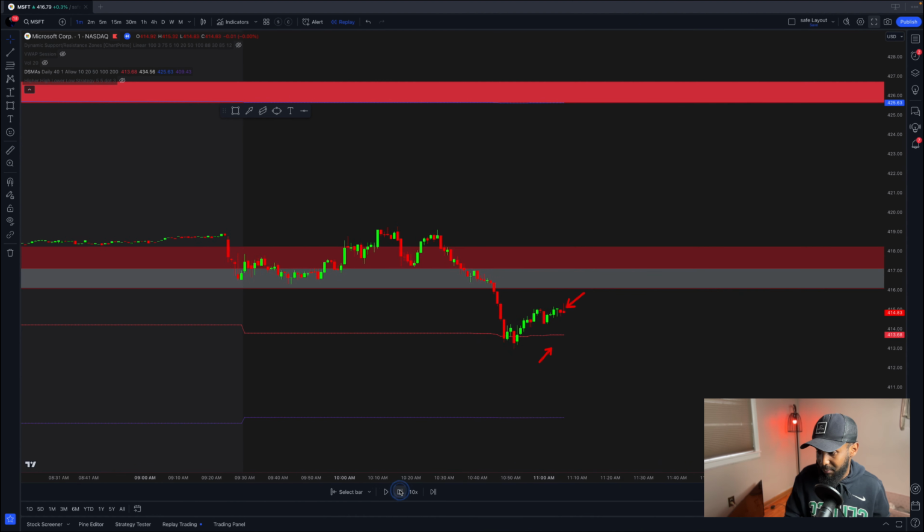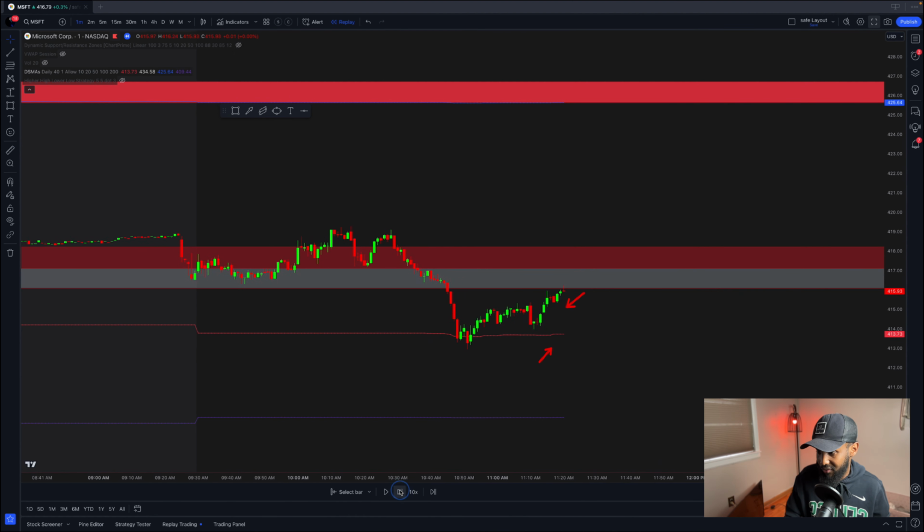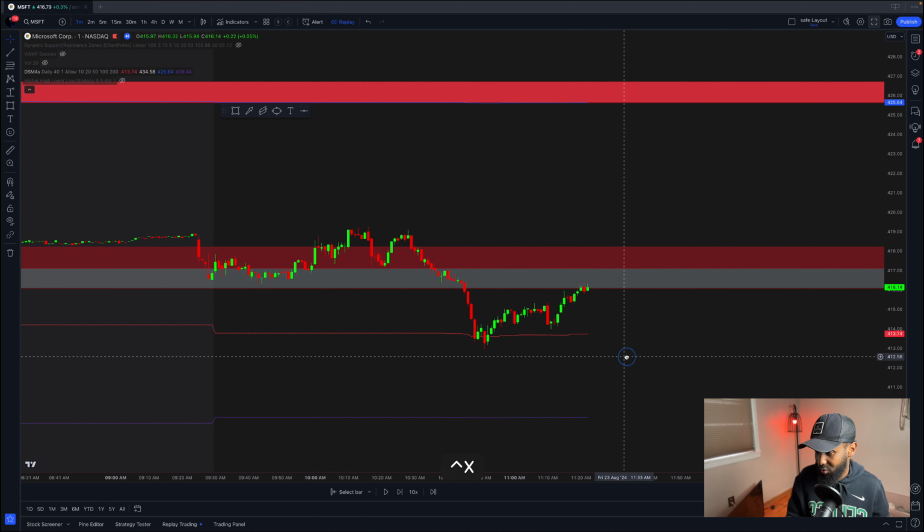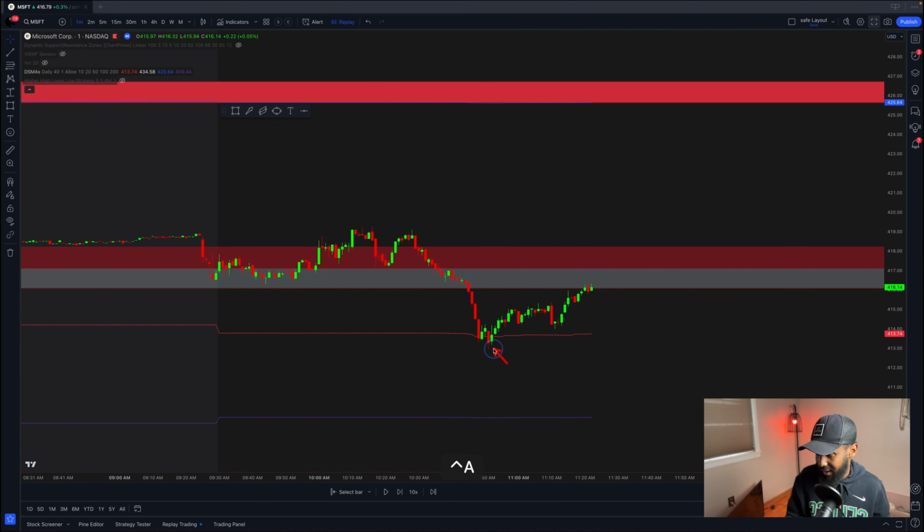And then if we keep playing up here, I was waiting for Microsoft to test this higher area, and I added to my short position once again over there. So I went short here, I added short over there, and then I added short over there again. So this short was not that bad because at least we're testing a supply level.